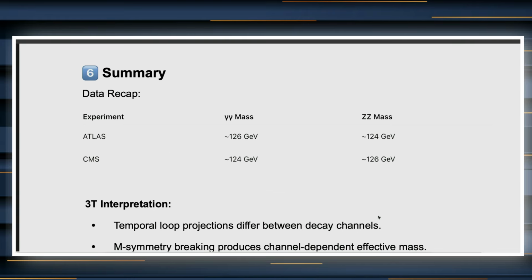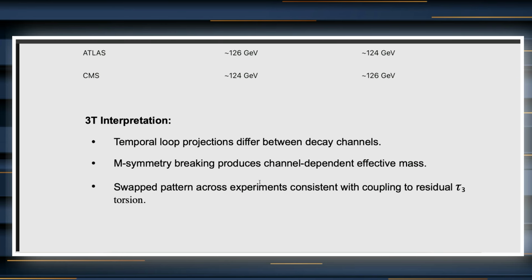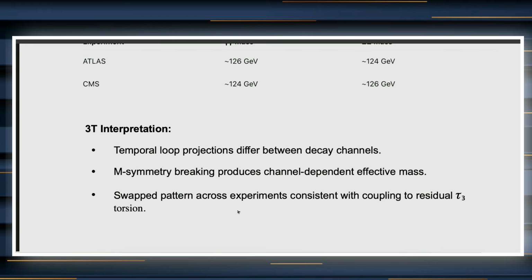And so here's a table showing the swapping as was predicted, because this gets into my concept of cross symmetry and identity crisis. 3T interpretation: temporal loop projections differ between decay channels, and M symmetry breaking produces channel-dependent effective mass. Swapped patterns across experiments are consistent with coupling to residual T3 torsion.